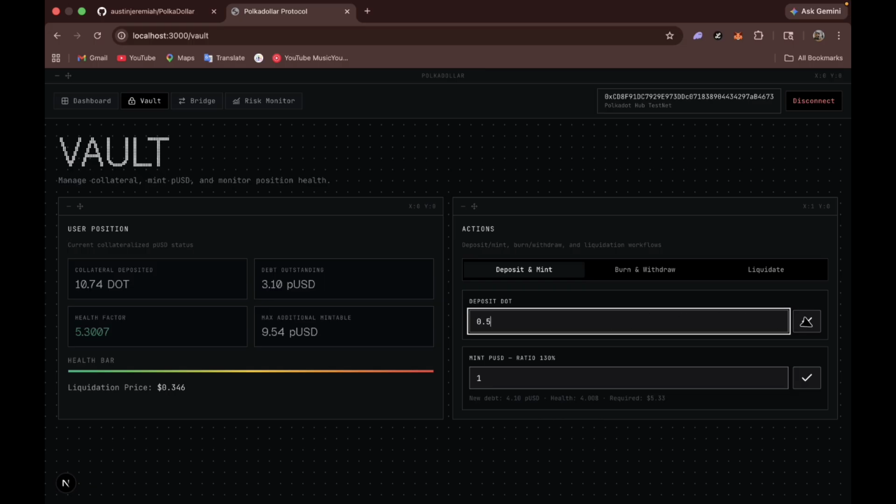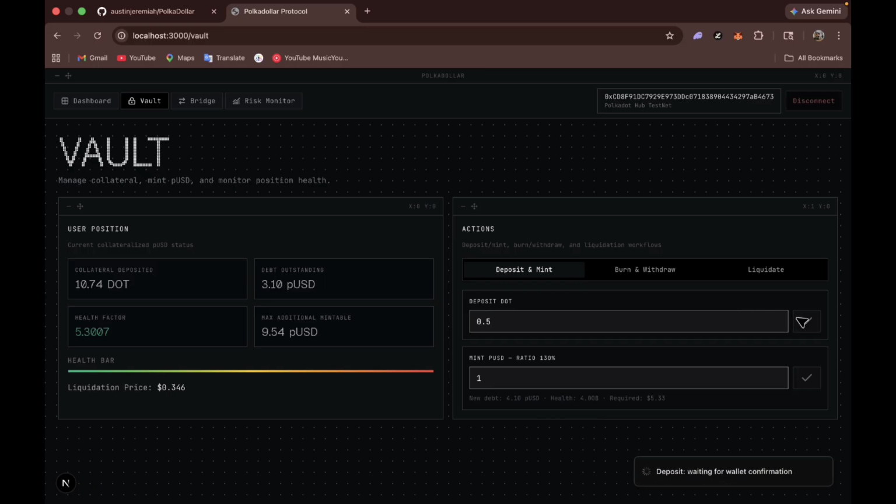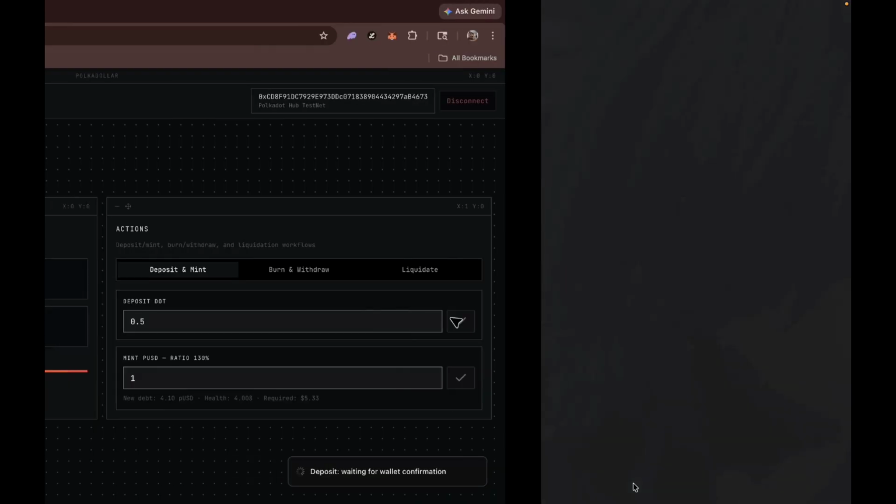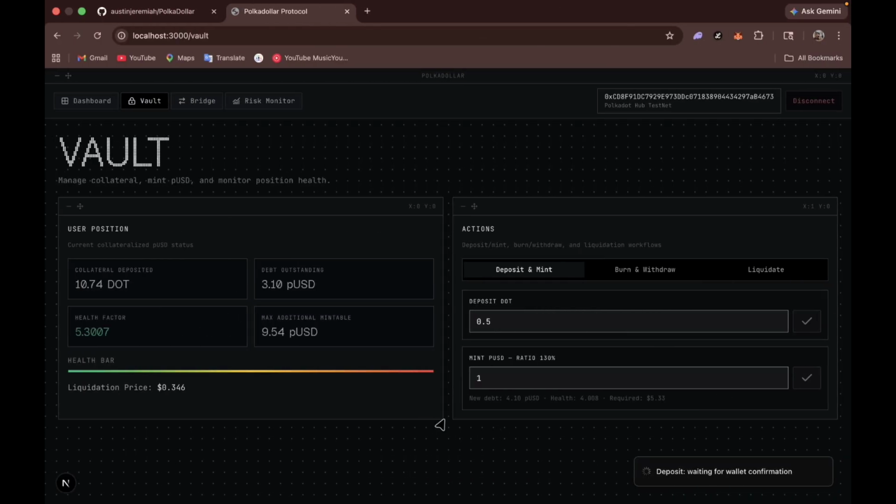So let me deposit more and mint. I type 0.5 in the deposit field, and you need to sign the transaction, which calls the vault's deposit with native DOT attached. And yeah, the transaction has been successful. Now the collateral is 11.24 DOT, as you can see.